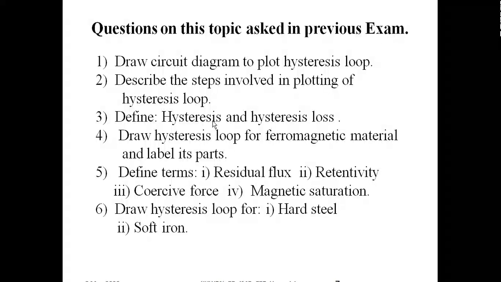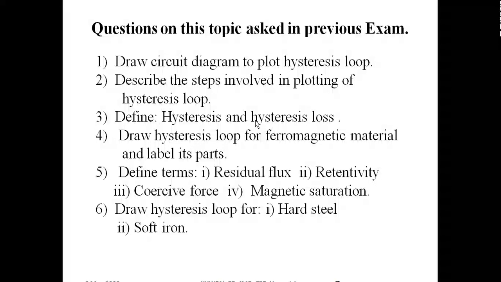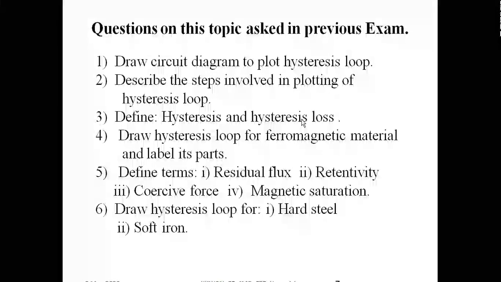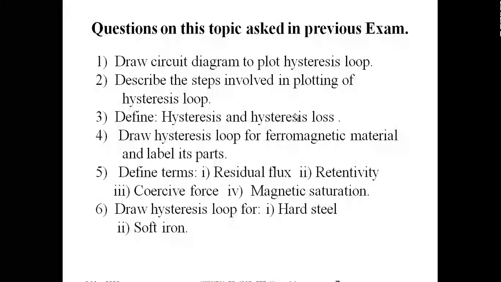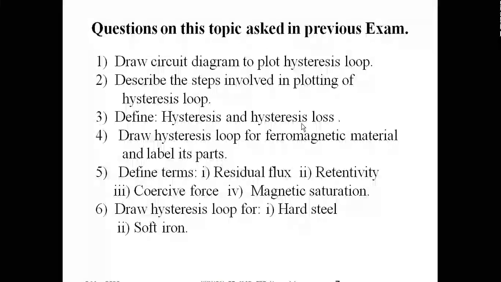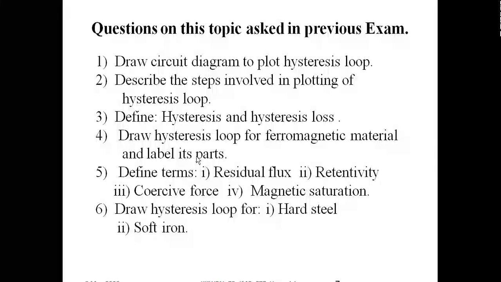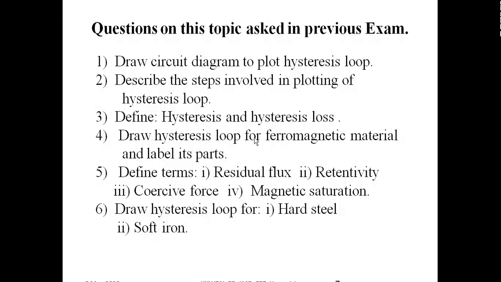Define hysteresis and hysteresis loss. Hysteresis we already defined. Hysteresis loss is the amount of energy required to move the magnetic material through magnetization and demagnetization, and that energy appears as heat in the magnetic material. This is known as hysteresis loss. Draw the hysteresis loop for ferromagnetic material and label its parts. So whatever graph we have studied, that graph itself is the hysteresis loop for ferromagnetic material.